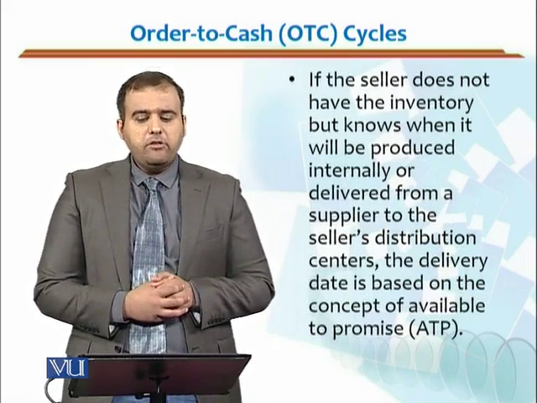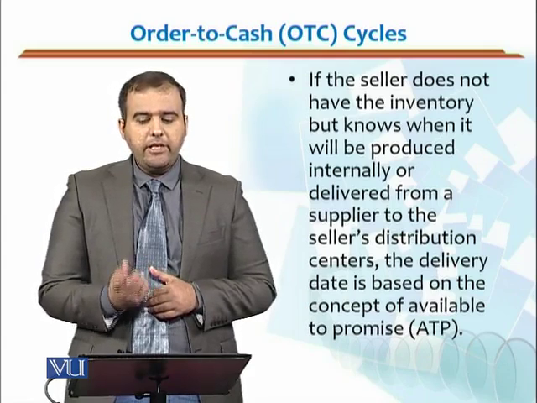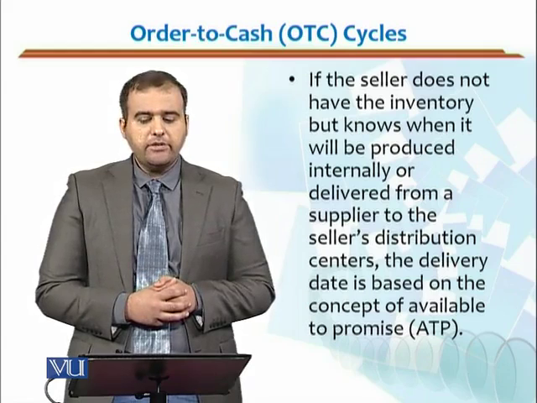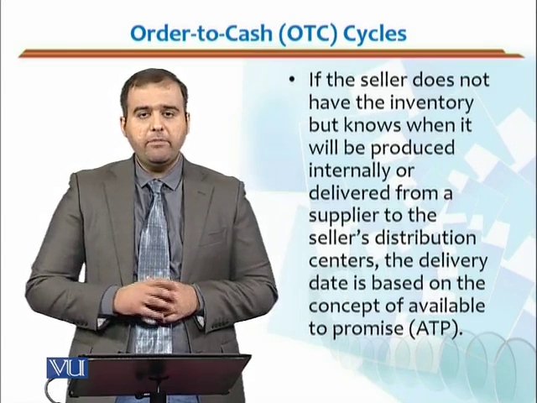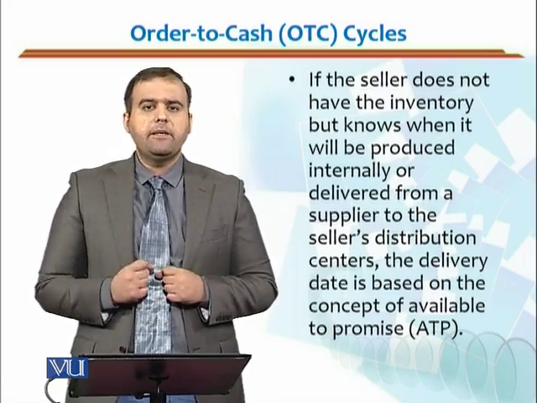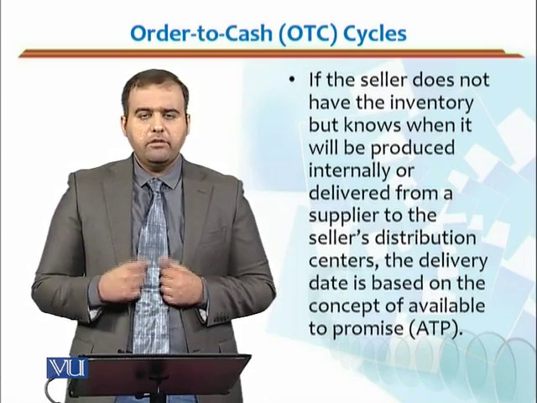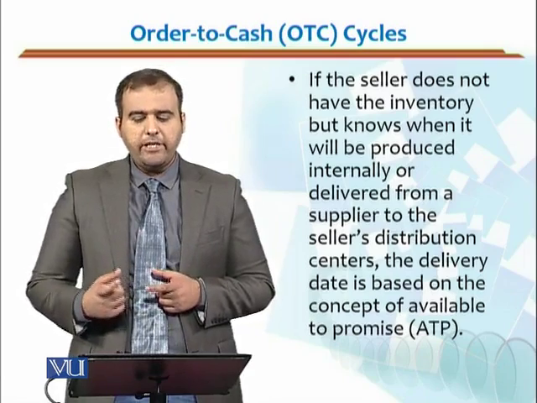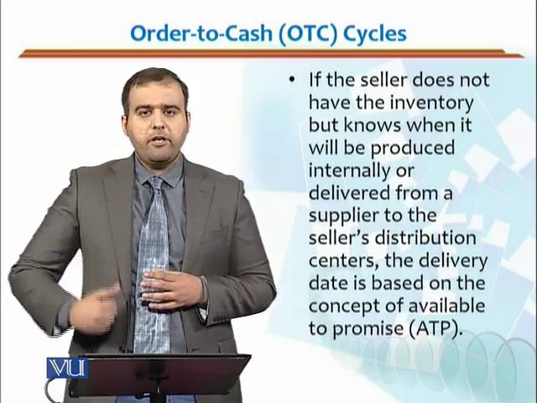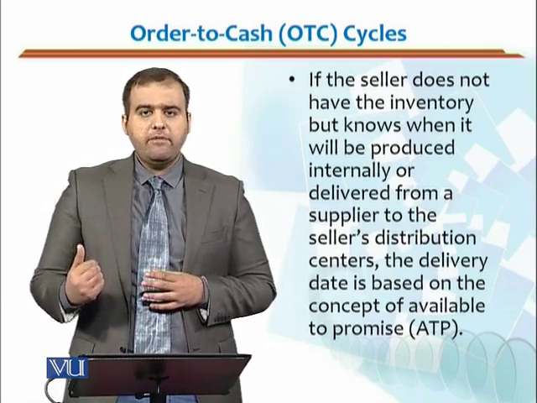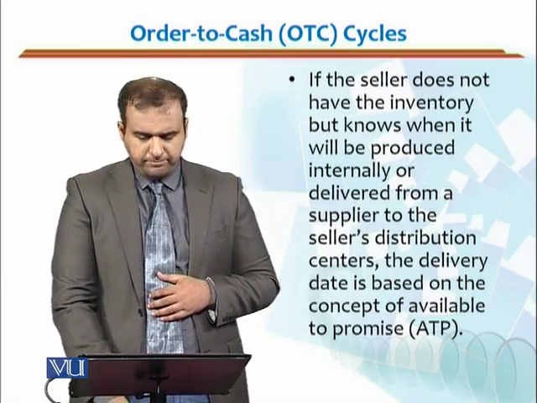Then, if the seller does not have the inventory but knows when it will be produced internally or delivered from the supplier to the seller's distribution center, the delivery date is based on the concept of available to promise. The example I just gave you would fit into ATP, available to promise. I haven't produced it yet, but it is the part of my production plan. And after day 17, I can actually promise the delivery of that product.